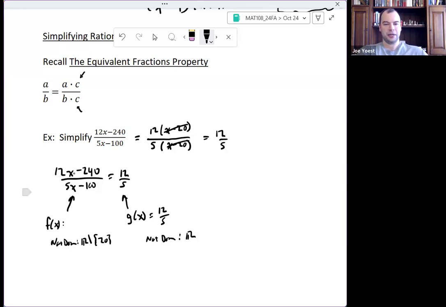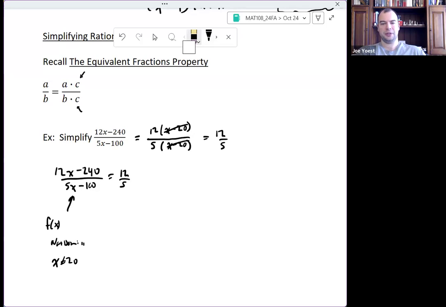Because if I try to plug in 20, I get 5 times 20 is 100 minus 100 on the bottom, I get 0 in the denominator. So the left side has a natural domain restriction, x cannot be 20, but the right side, just g of x equals 12/5, does not naturally have that domain restriction. Because I've lost the implication of that domain restriction when I got rid of that x minus 20 on the bottom, I have to explicitly state it.